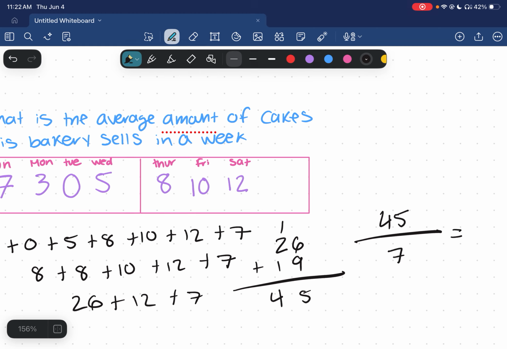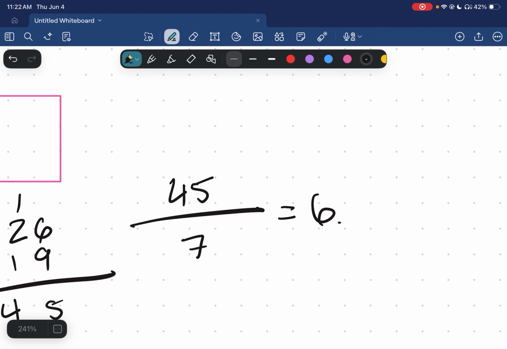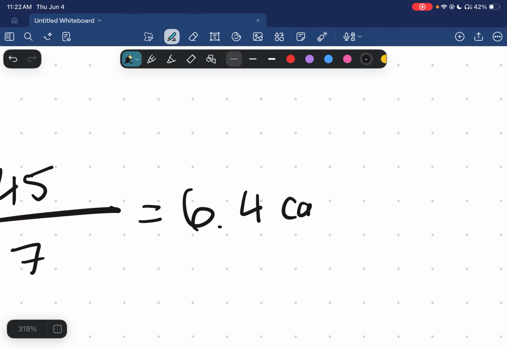Right, and I'll take that to my calculator again, which is 45 divided by 7. And we're going to round that. So on average, this bakery has sold 6.4 cakes this week.